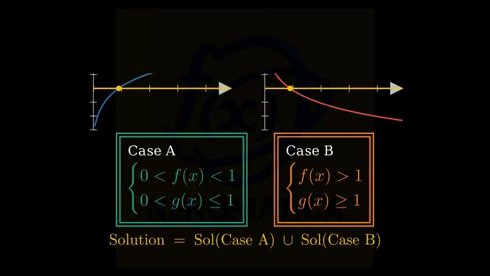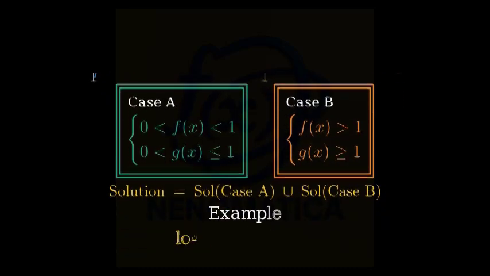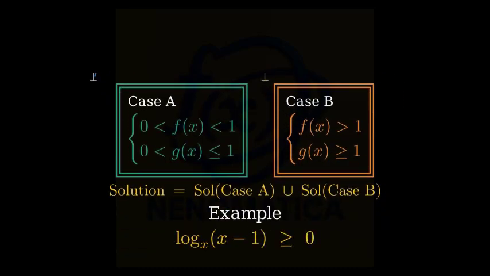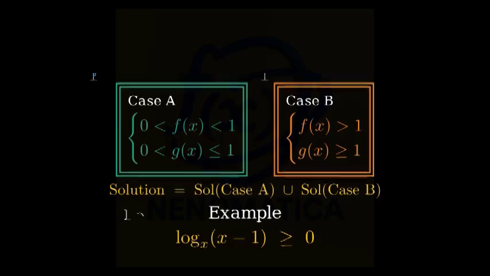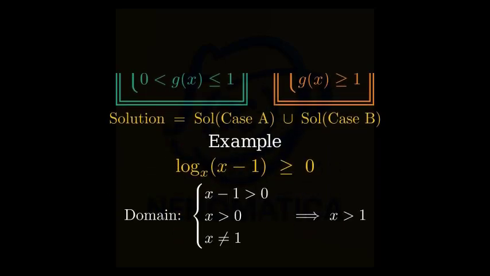Let us cement the method with a quick example. Solve log base x of x minus 1 is greater than or equal to 0. Domain: x minus 1 must be positive, so x greater than 1. The base must be positive and not equal to 1. Together this means x greater than 1 and x not 1, which is simply x greater than 1.